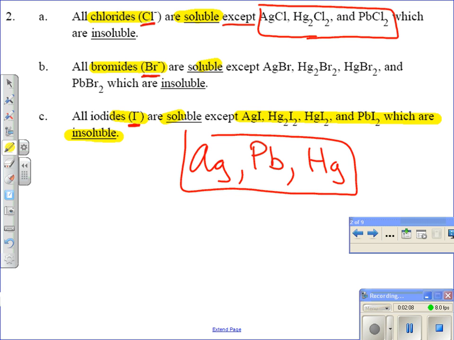Most of the time when they're testing you on solubility rules, they're going to be testing you on what is insoluble. So a key thing is if it contains Cl, Br, or I, you have to look for the three gangsters, because if it has any of those three, then it's going to be insoluble.